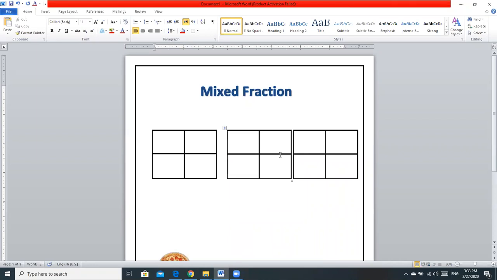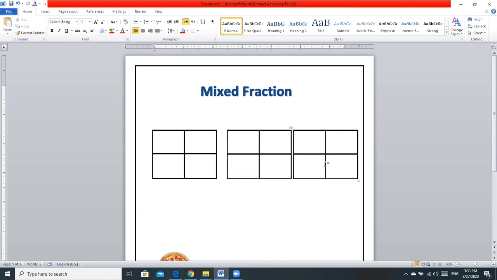Okay, today our lesson is about mixed fractions. What's meant by mixed fraction? A mixed fraction is a mix between numbers and fractions. Miss, we don't understand what's meant by this. Okay, let's find out now what's meant by this.